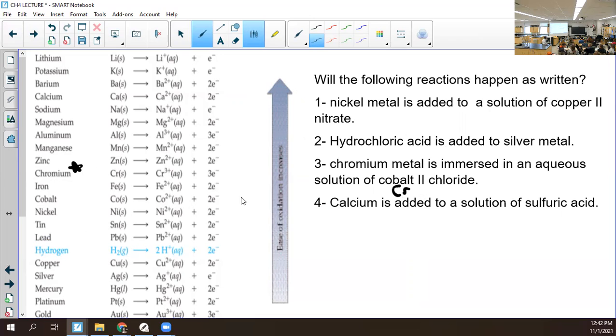And cobalt, which is right here. Will a reaction happen? Yes. Calcium is added? Absolutely. This is a very, very powerful reaction. Calcium, hydrogen, see how far apart they are? Pretty energetic reactions.